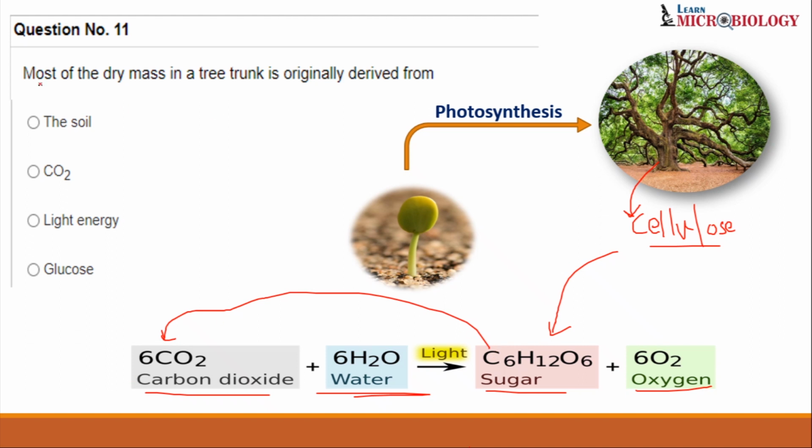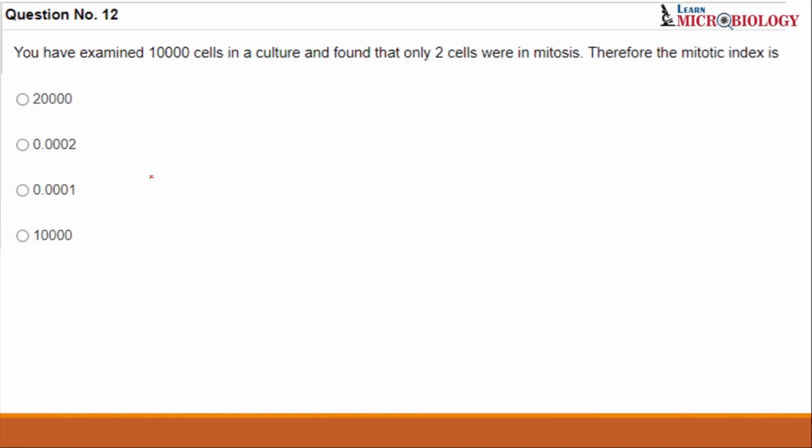So what is the answer? Most of the dry mass in a tree trunk is originally derived from CO2. That is your answer. If the option CO2 was not present, we could have even said glucose is the correct answer. But since we have CO2, it should be the correct answer. Let's move on to question number 12.